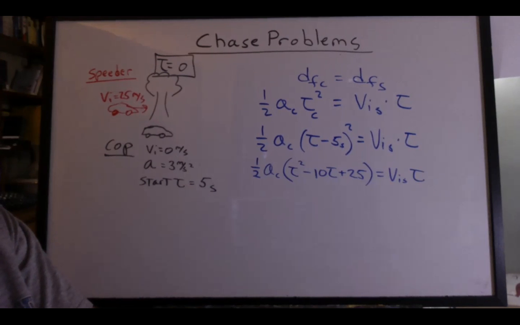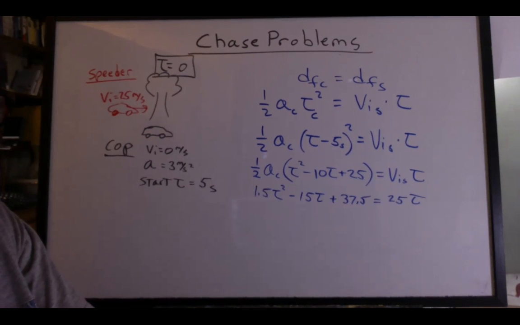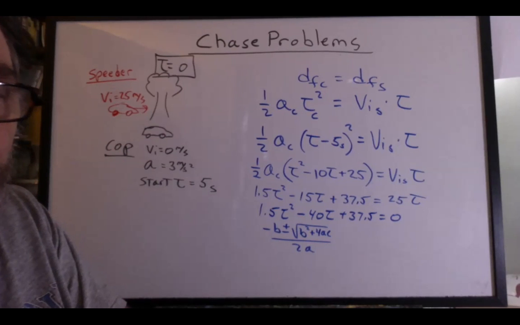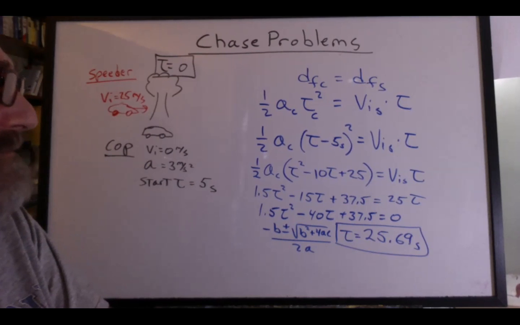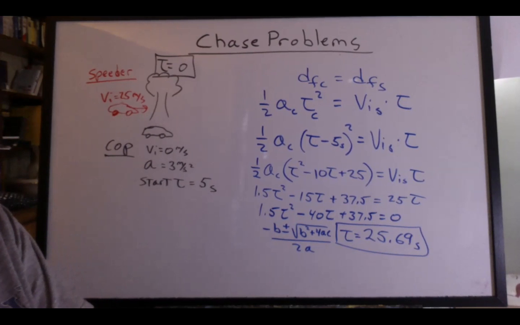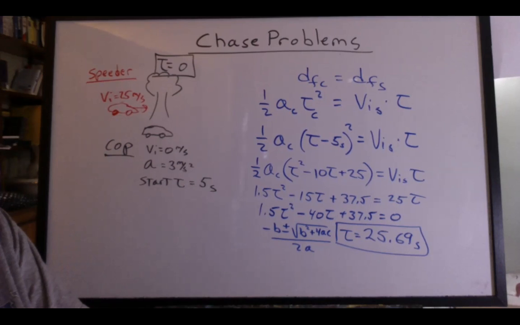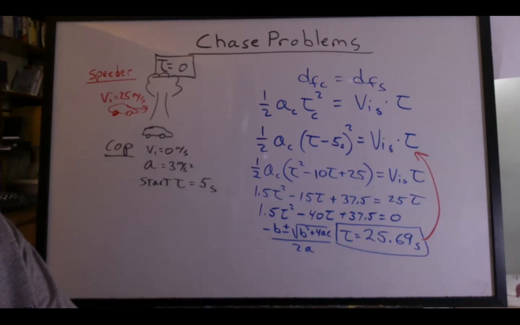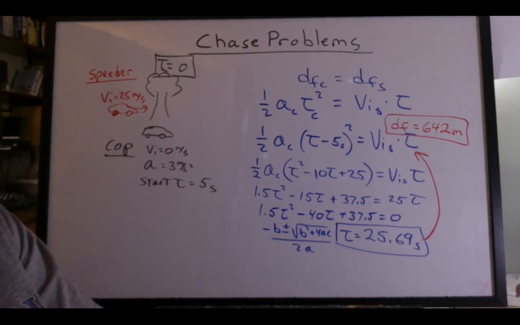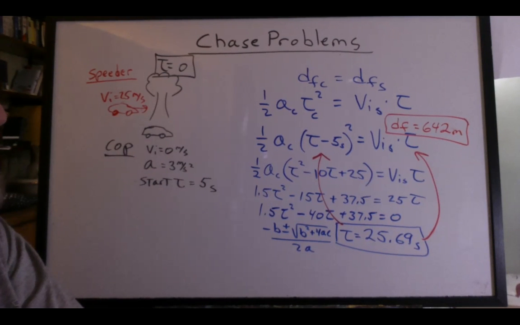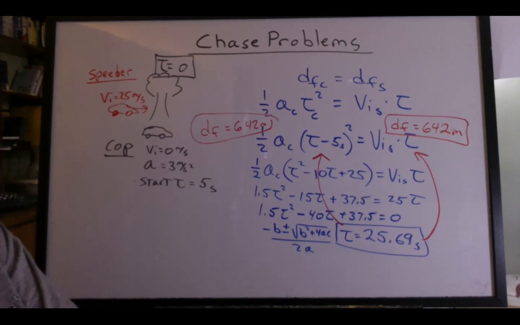Expand the squared term, plug in all the values, distribute. Now we're ready for the quadratic. Do the quadratic, and you get 25.69 seconds, and that's from when the speeder passed the tree. Plug it in on the side with the speeder, and you get 642 meters. Plug it in on the side with the cop, and the formula takes away the 5 seconds because the cop sat there for that long. You still get 642 meters. Personally, I think the Head Start method is a heck of a lot easier than all this.